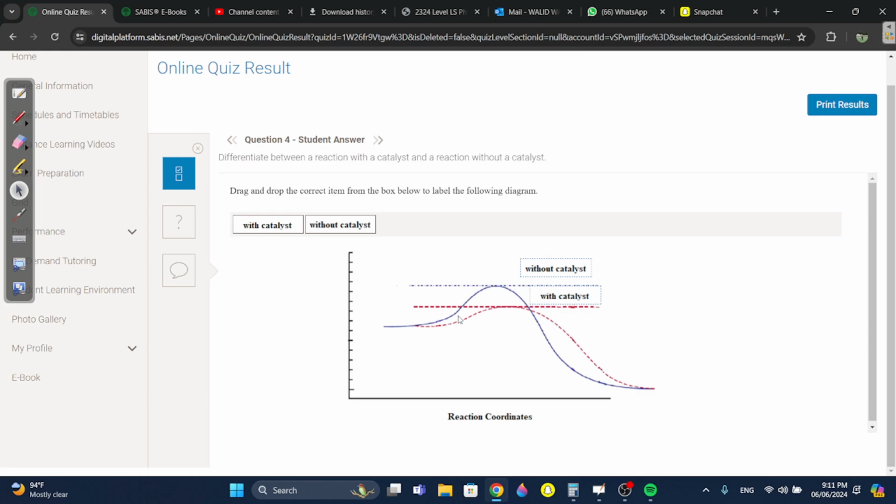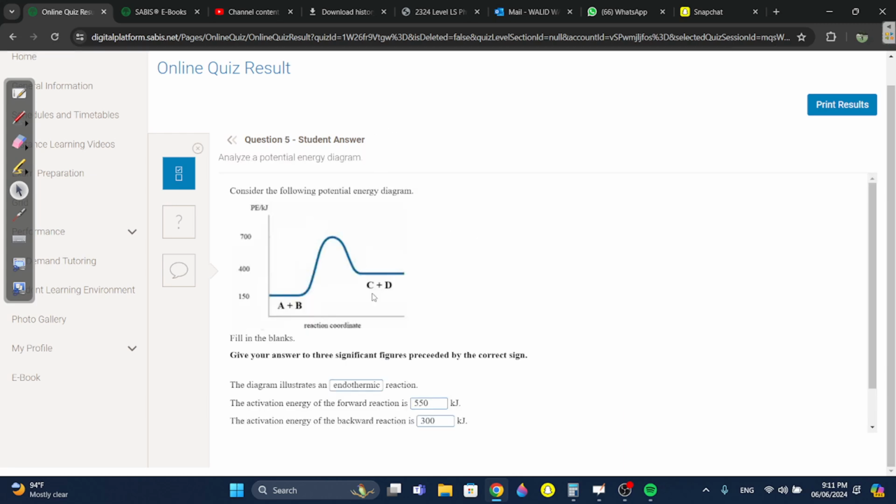Okay, here you have to label the graph. Okay, which one's with catalyst, which without catalyst. Obviously, with a catalyst, it's going to become lower activation energy upon the addition of a catalyst. So you're going to take the graph with lower. The blue one would be without a catalyst because it needs higher energy. Okay, this diagram illustrates an endothermic reaction, obviously, because the products have more energy than the reactants.